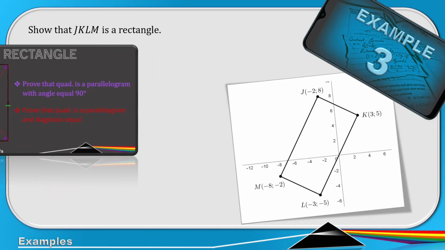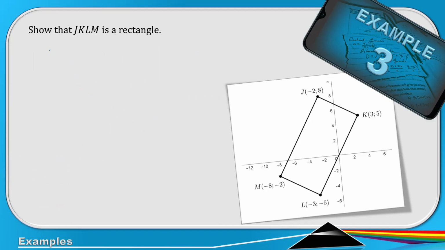Okay, let's just jump into that. So I'm just going to go straight ahead and find the gradient. So the gradient of JK, let's just start with JK, is equal to the change of y, so it's 8 minus 5 over minus 2 minus 3. So this is going to be 3 over negative 5, so it's going to be negative 3 over 5.